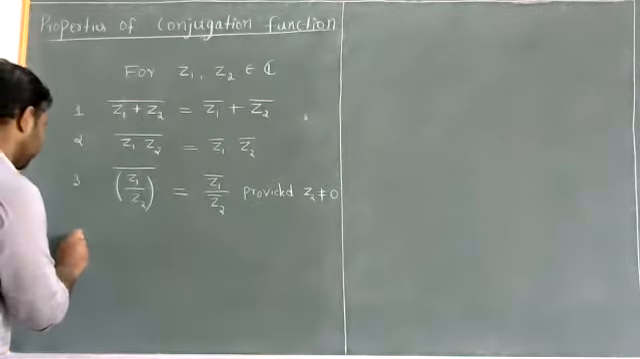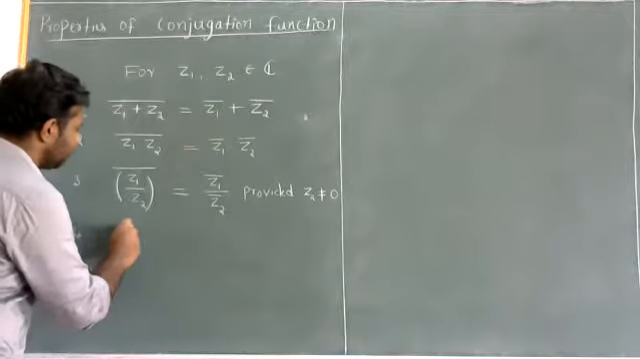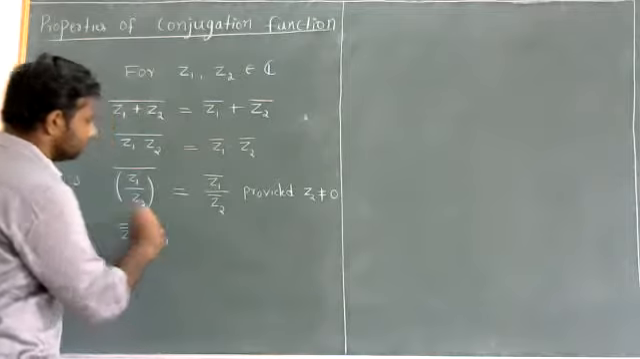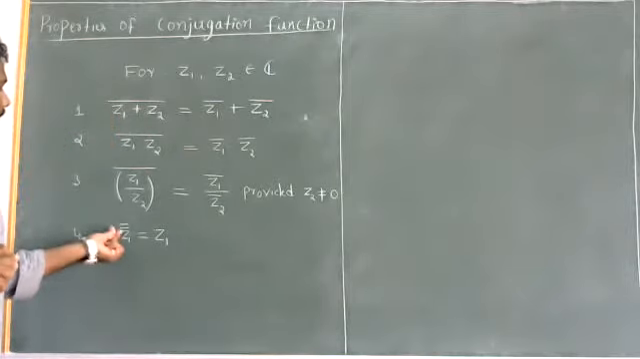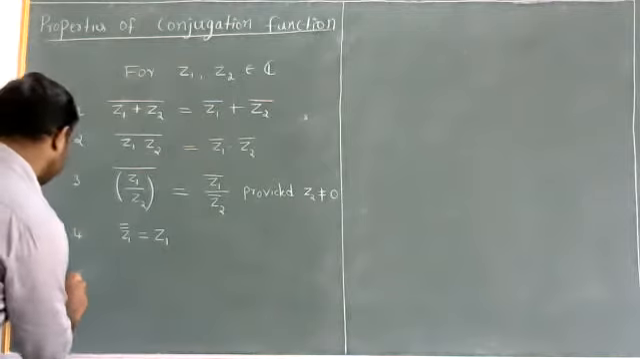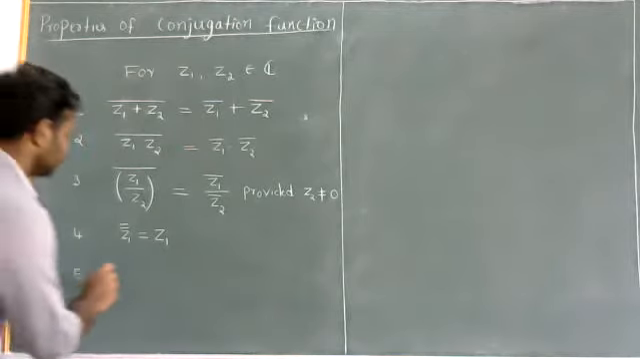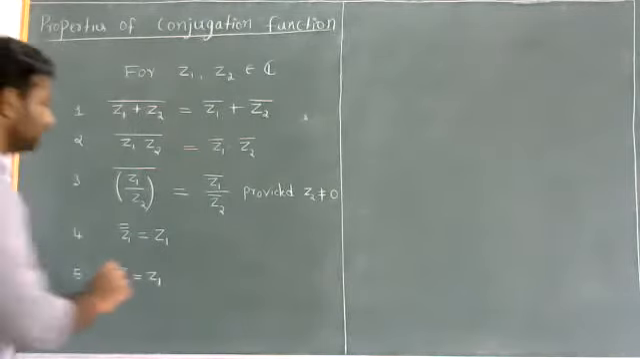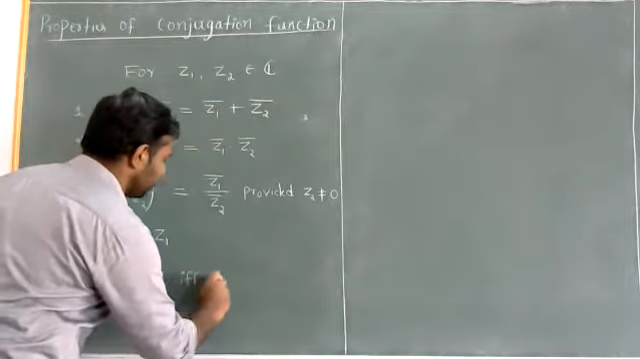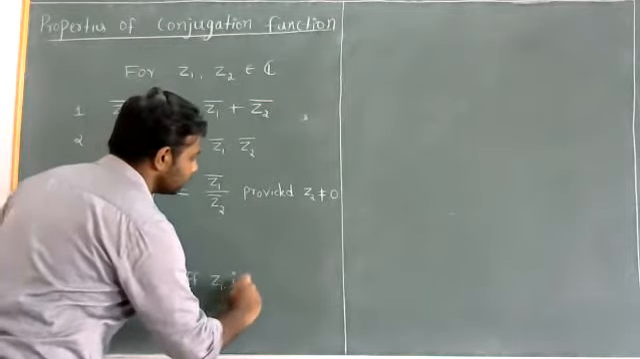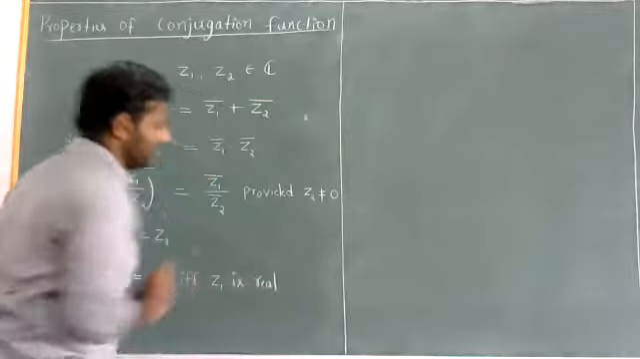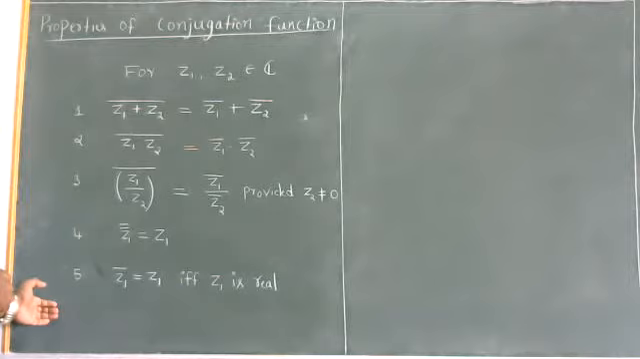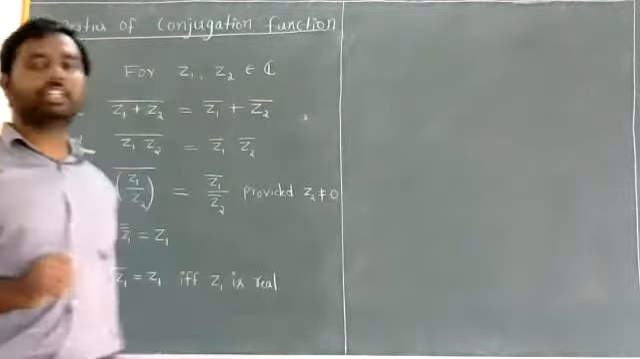And the fourth property is z1 bar bar, z1 double bar is z1 itself. And the fifth property is z1 bar is nothing but z1 if and only if z1 is real. So these are the 5 properties concerning the conjugate function.